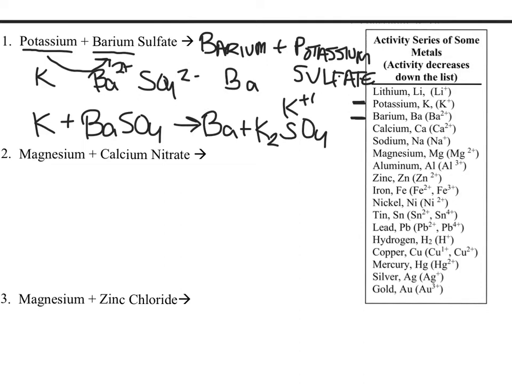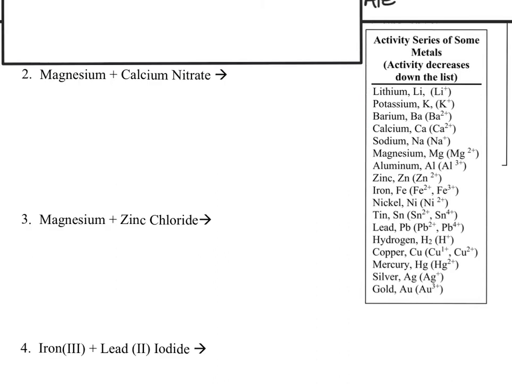Now that I've written that, I just need to make sure that everything is balanced. Everything looks good except for the potassiums. I have 2 potassium over here, so I'm going to need to make 2 over there. And as long as I do that, everything else seems to be balanced: 1 barium, 1 sulfate, 1 barium, 1 sulfate. So we're good to go. You did a single replacement reaction: barium and potassium switched, and the reason is because potassium was stronger than barium.